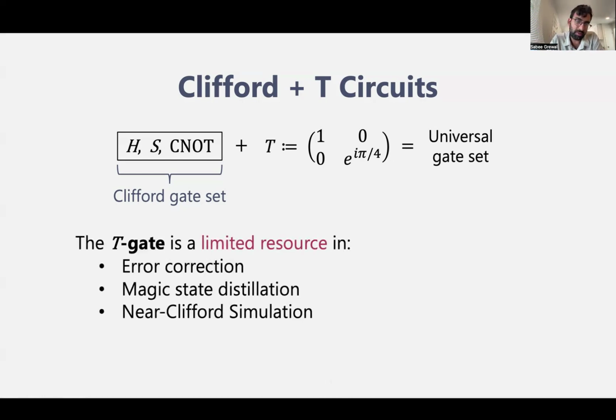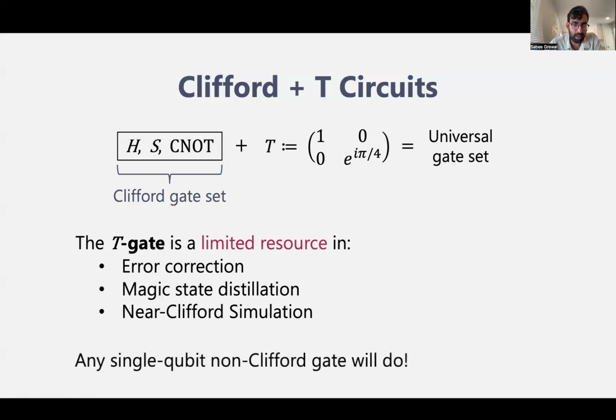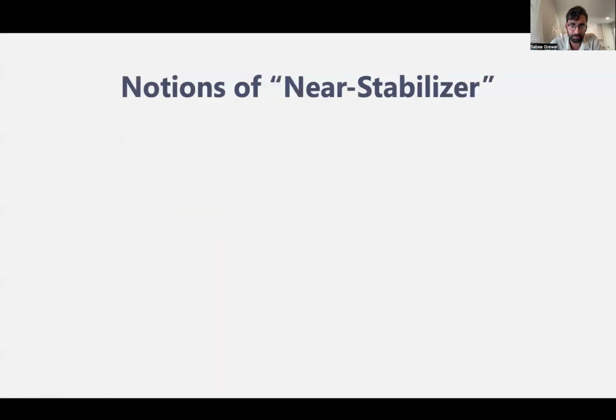In a lot of settings where the Clifford plus T gate set shows up, the problems become harder as more T gates enter the picture. And this is true in error correction, magic state distillation, near Clifford simulation, and even in tomography algorithms. And this fact is true for any single qubit non-Clifford gate. So it's not just the T gate, but a lot of the times we choose the T gate for simplicity.